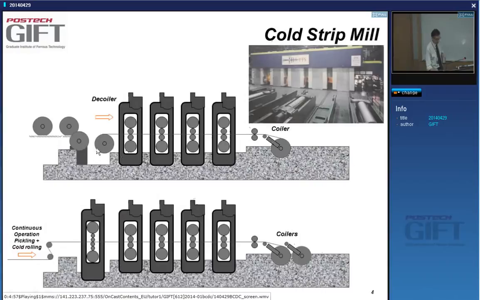Okay. So the cold strip mill traditionally will consist of a decoiler, a number of stands, and a coiler unit. Nowadays, as you remember from the presentation on the pickling lines, the units are usually built so that you have continuous operation, which involves the pickling line and the cold rolling. So the exit of the pickling line goes straight into the cold rolling. Modern cold strip mills are very highly automated, and there's really not much to see in the exterior of the line.